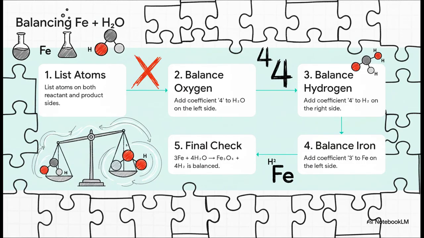All right, let's walk through one. Think of it like a puzzle. First, we do a quick count. And yep, the numbers are all over the place. So let's start with the most complicated part, the Fe3O4. See those 4 oxygens? We need 4 on the left. So we put a big 4 in front of the H2O. But oops, that messes up our hydrogens. Now we have 8 on the left. No problem, we just put a 4 in front of the H2 on the right. Almost there. We have 3 irons on the right, so we just need a 3 on the left. And voila, everything matches. The equation is balanced.